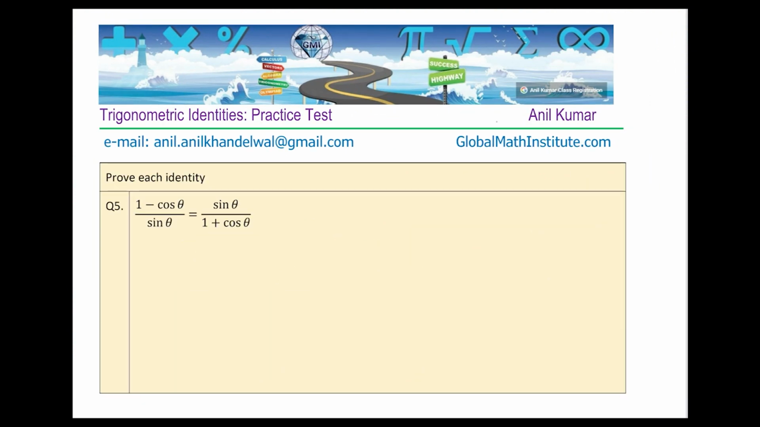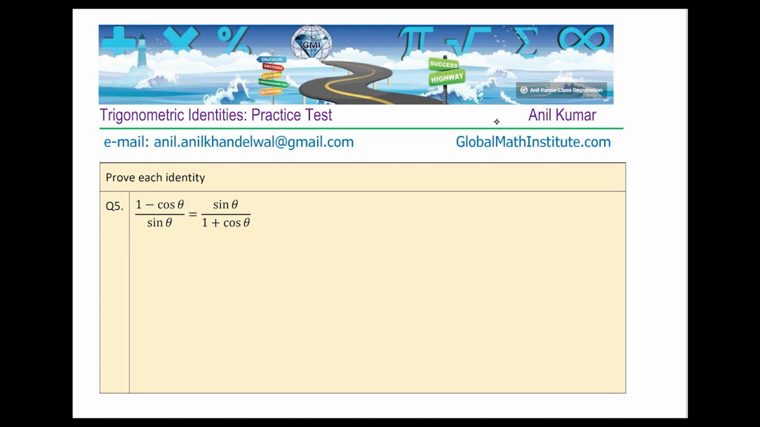Now, let us see how we prove the identities. Question number 5 is 1 minus cos theta over sin theta is equal to sin theta over 1 plus cos theta. We can start from the left side or right hand side, and in this particular case I will use the strategy of rationalizing. This time we'll rationalize the numerator starting from the left hand side.